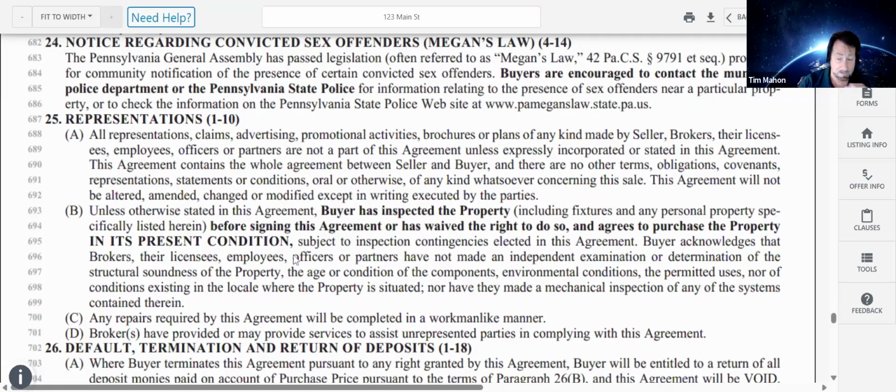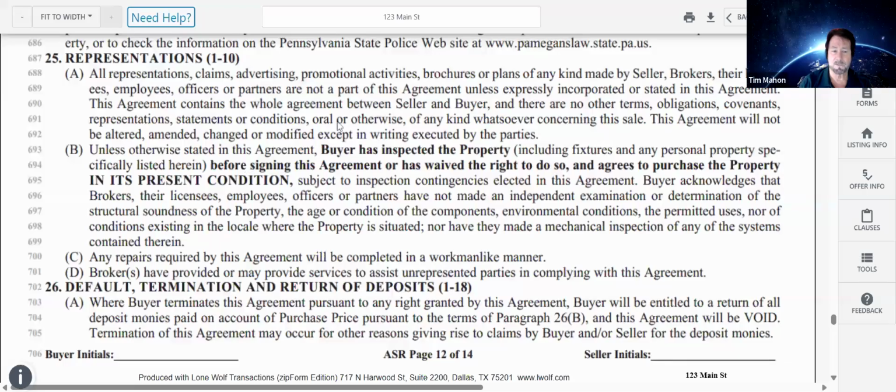Okay. And are subject to those inspections. Buyer acknowledges that we, the brokers, licensees, employees, officers, partners, have not made an independent examination or determination of the structural soundness of the property. Never go into a property with your buyer and pass yourself off as an expert. And that can be tough if you have any contracting experience, as I do, because I do tell them my opinion on things I see, but I also recommend they hire somebody who's a professional to verify this, that, or the other thing that they're not sure of.